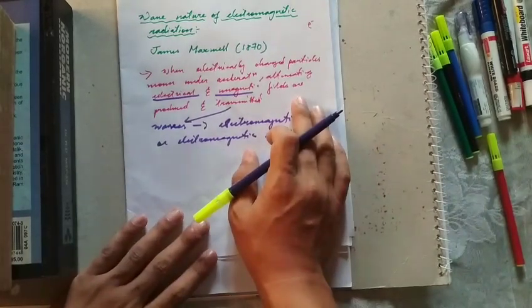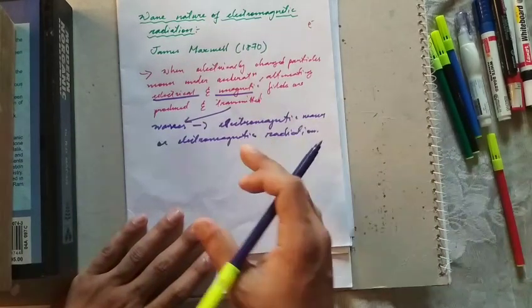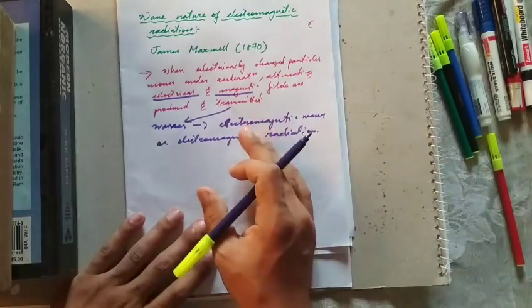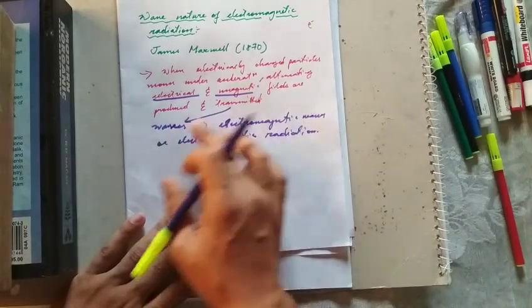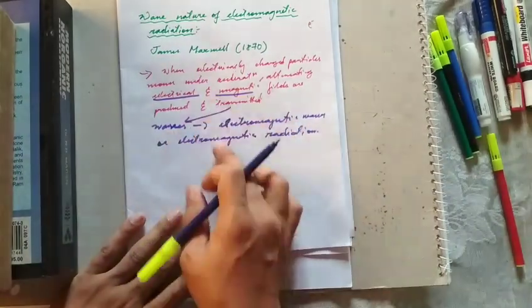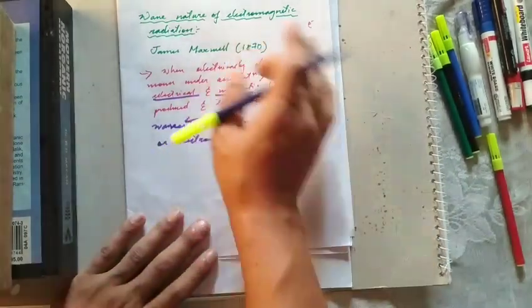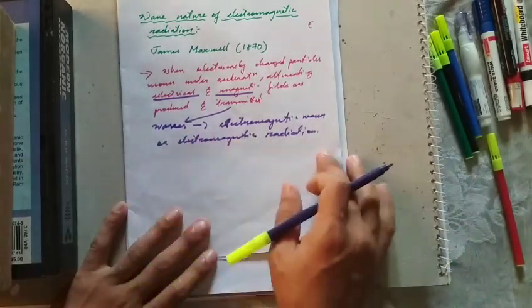So Newton also suggested that light has particle nature, or he called it a corpuscle. So corpuscle means particle. And later on in the 19th century it was found that light, or electromagnetic radiations, also have wave nature.